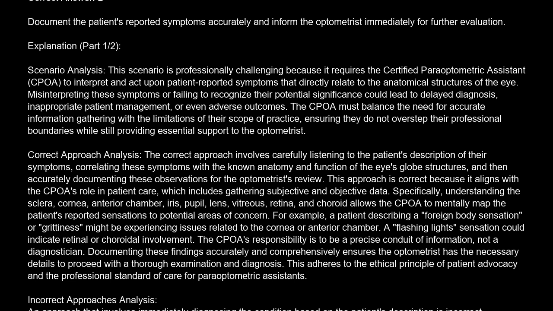For example, a patient describing a foreign body sensation, or grittiness, might be experiencing issues related to the cornea or anterior chamber. A flashing lights sensation could indicate retinal or choroidal involvement. The CPOA responsibility is to be a precise conduit of information, not a diagnostician. Documenting these findings accurately and comprehensively ensures the optometrist has the necessary details to proceed with a thorough examination and diagnosis. This adheres to the ethical principle of patient advocacy and the professional standard of care for paraoptometric assistants.